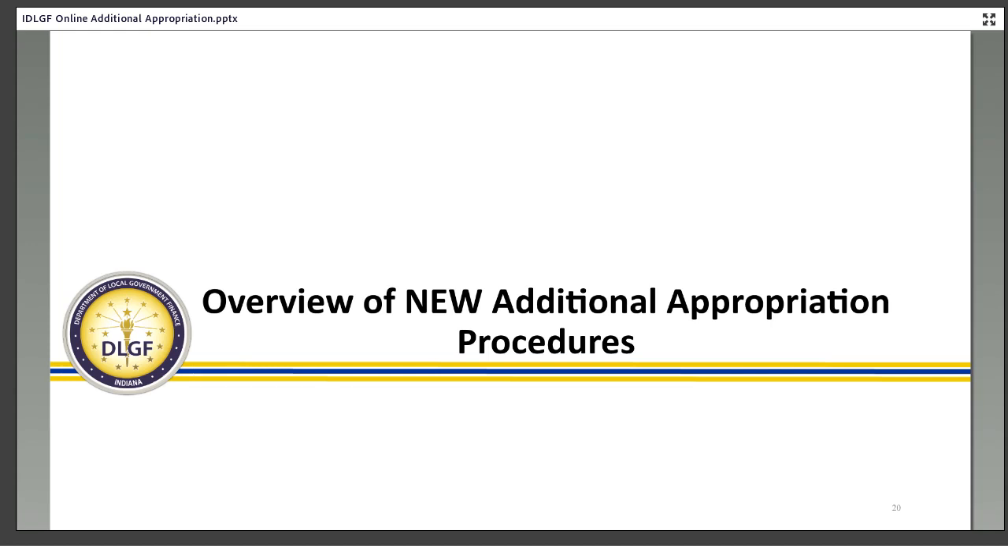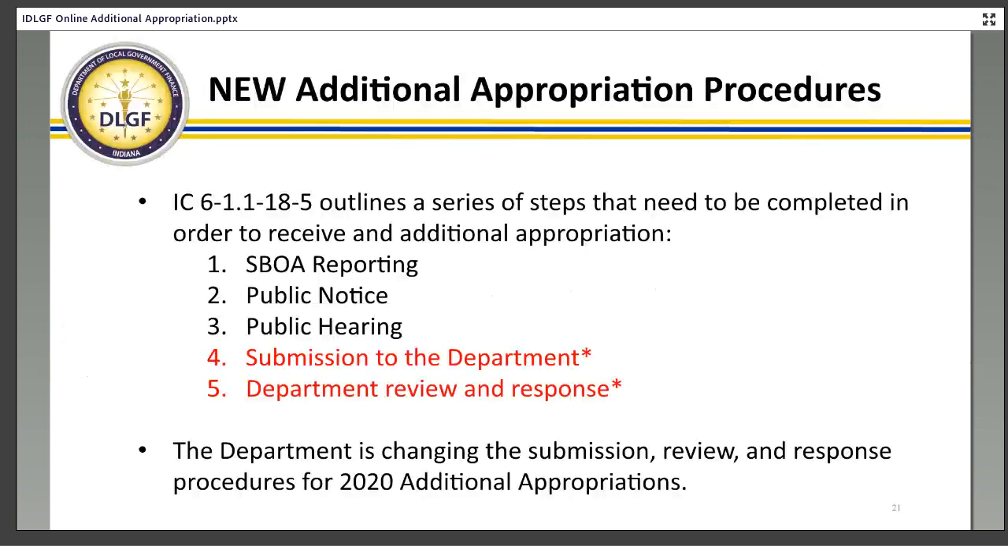Okay. So everything that we've discussed so far in the first 24 minutes of this presentation are the same procedures that have been in place since July 1 of 2019. We haven't seen any changes so far, and so let's talk about what changes we're proposing for 2020.